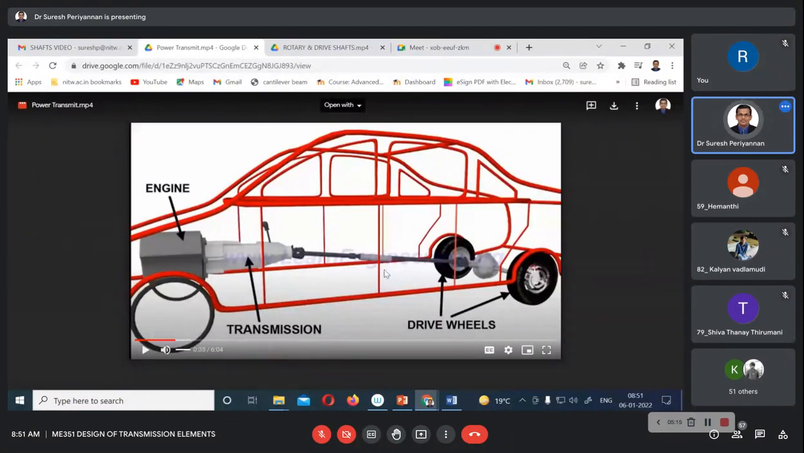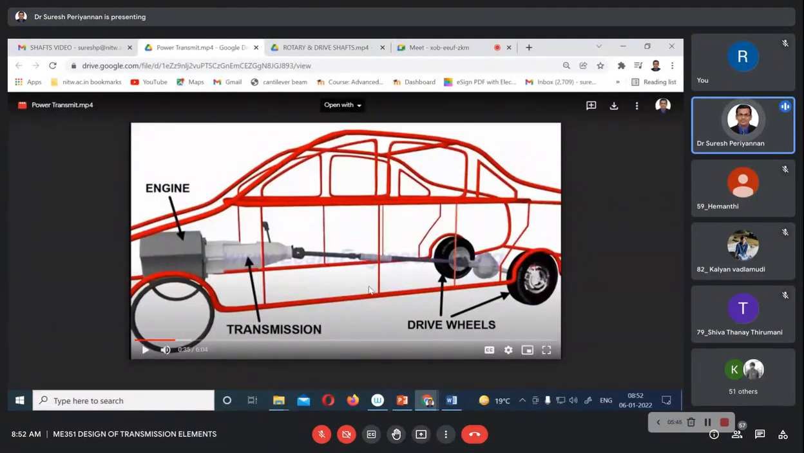See here, the power transmission goes from engine to flywheel, flywheel to clutch, clutch to gearbox, then gearbox to propeller shaft, and through the propeller shaft it is transmitted from the gearbox to the differential unit.